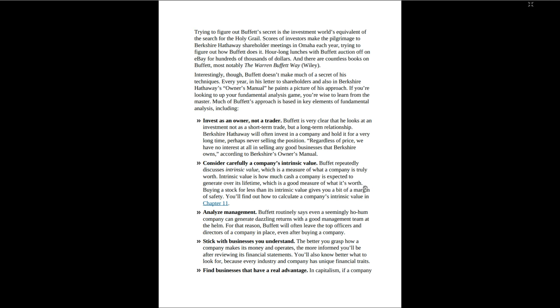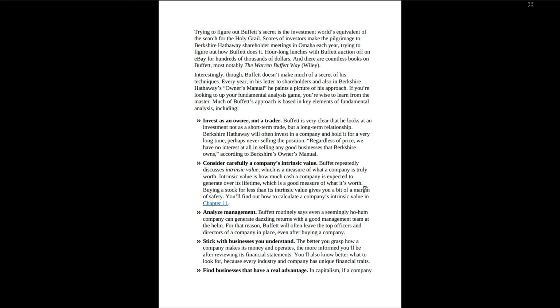invest as an owner, not a trader. Buffett is very clear that he looks at an investment not as a short-term trade but a long-term relationship. Berkshire Hathaway will often invest in a company and hold it for a very long time, perhaps never selling the position. Regardless of price, we have no interest at all in selling any good business that Berkshire owns, according to Berkshire's Owner's Manual.